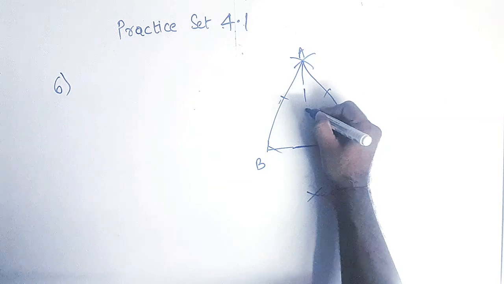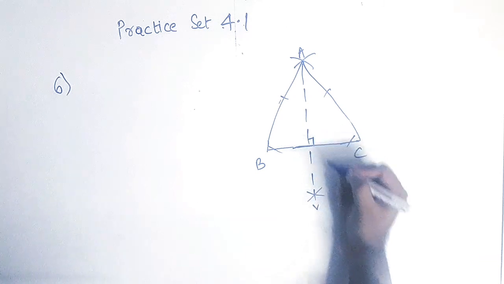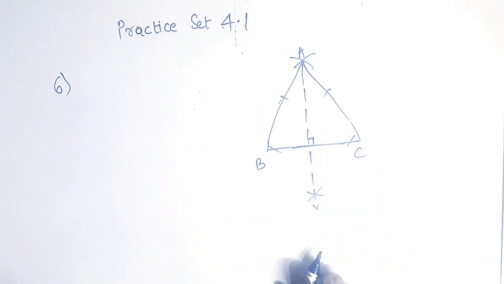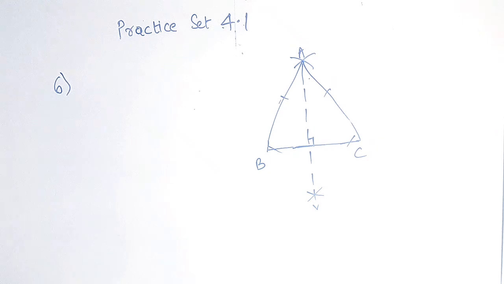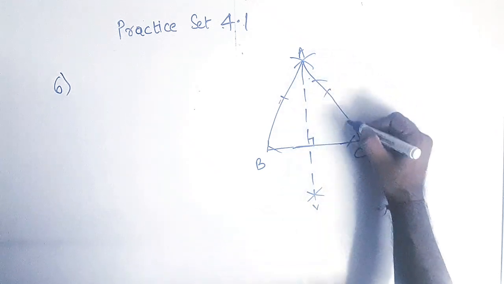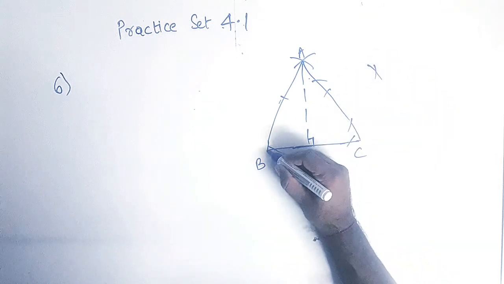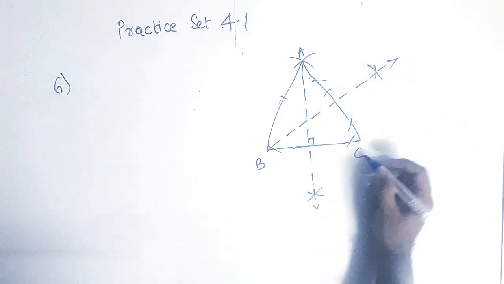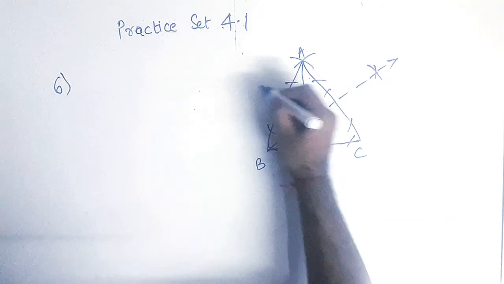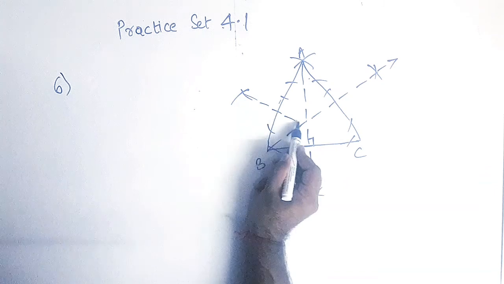Okay, this is perpendicular. Okay, then from B again the same steps. Okay, so it will be like this. From C also 2 arcs and here. Okay, so it will be like this.